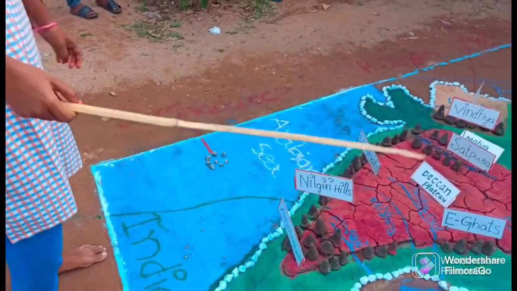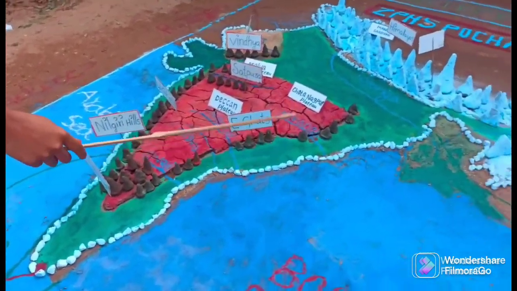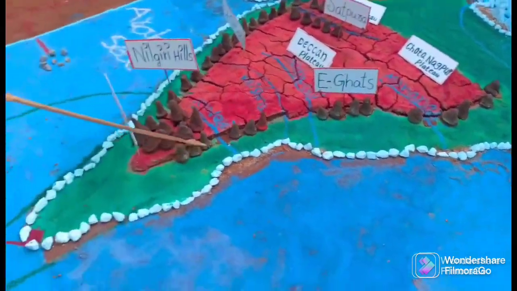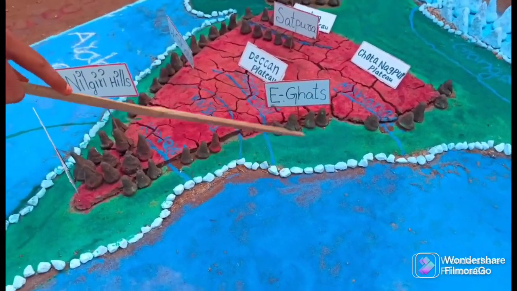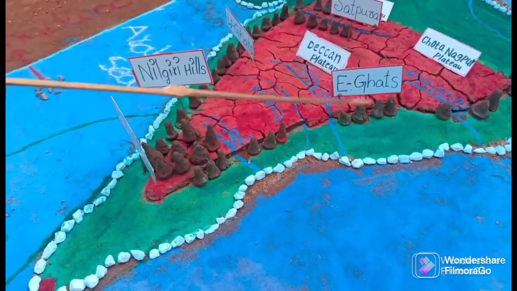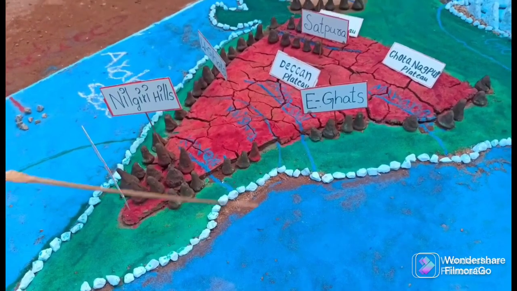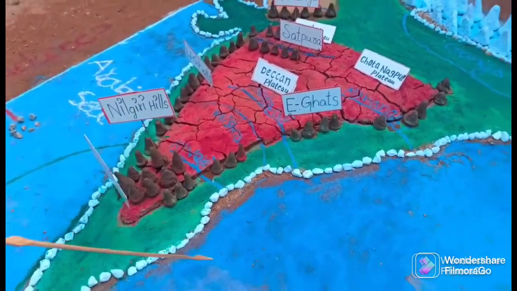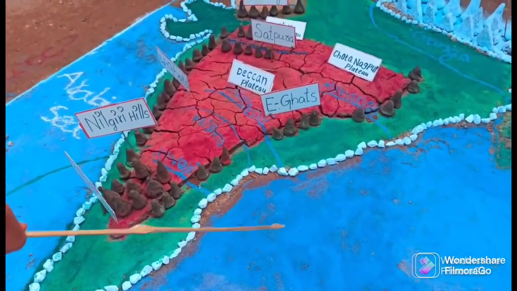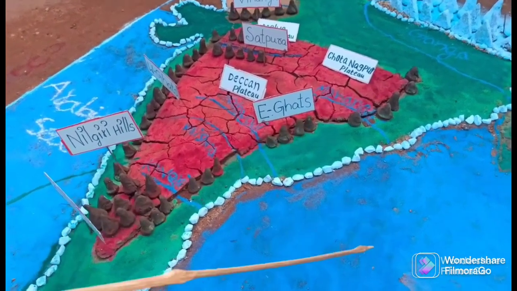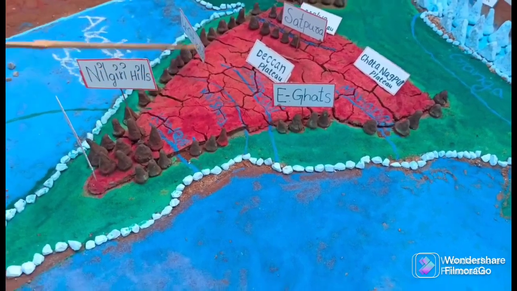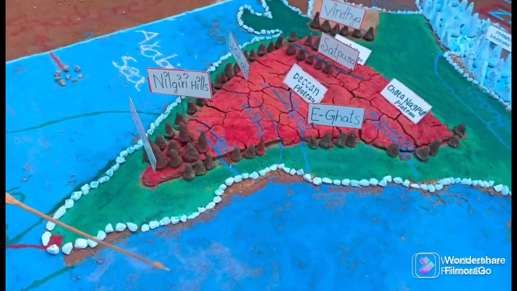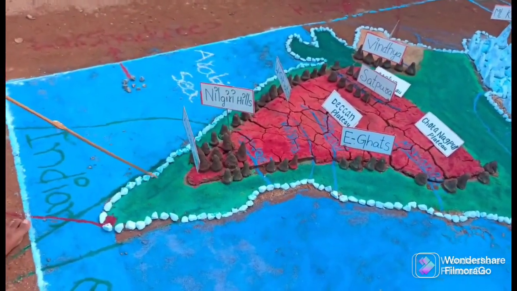We come to the East Coastal Plain. It stretches from the Mahanadi to the Kaveri Delta. This plain is formed by the Mahanadi, Godavari, Krishna and Kaveri rivers, and this plain is very fertile. It is also divided into three parts: Utkal Coast, Sarkar Coast and Coromandel Coast. Utkal Coast touches Odisha, Sarkar Coast touches Andhra Pradesh, and Coromandel Coast touches Tamil Nadu.